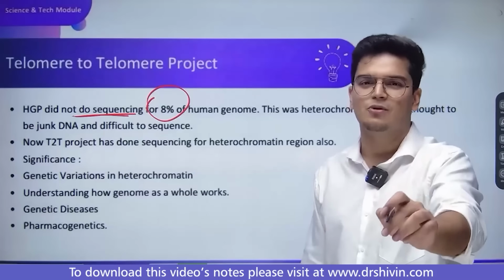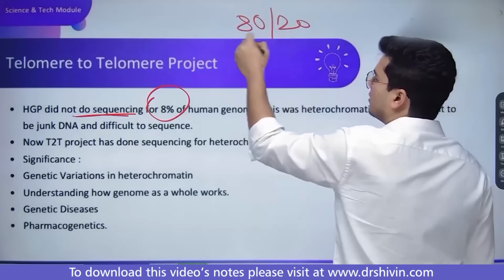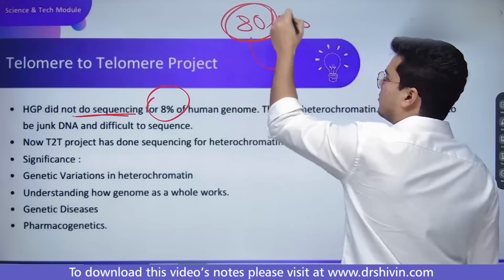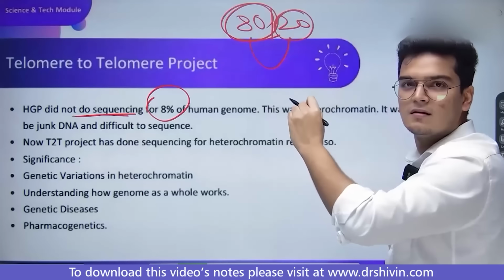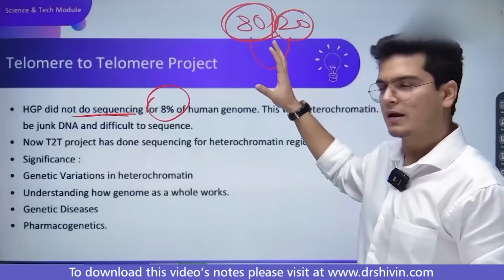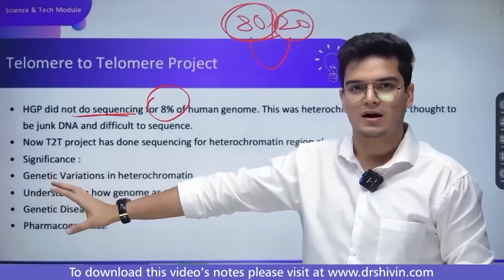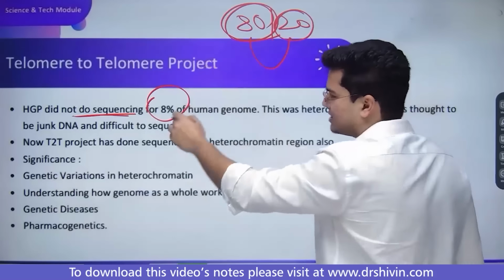This is what I will tell you also. There is an 80-20 rule in prelims. 80% of the questions will come from 20% of the material. Focus on that. Leave the rest aside. पहले वो कर लो, get that sorted, and then you chase the remaining 20% of the questions. So that's what HGP also did.